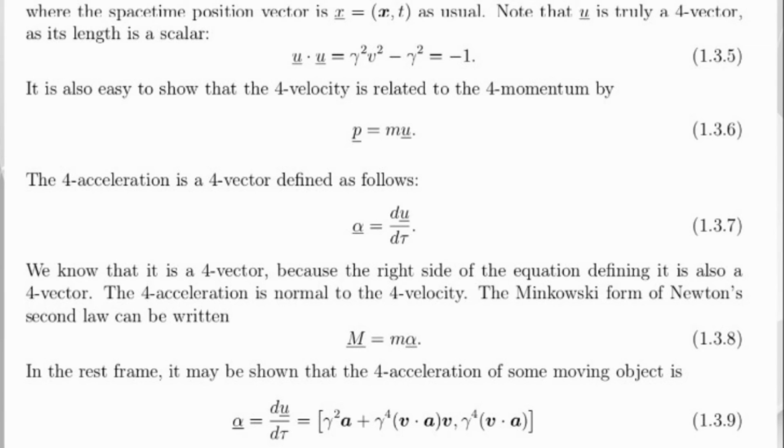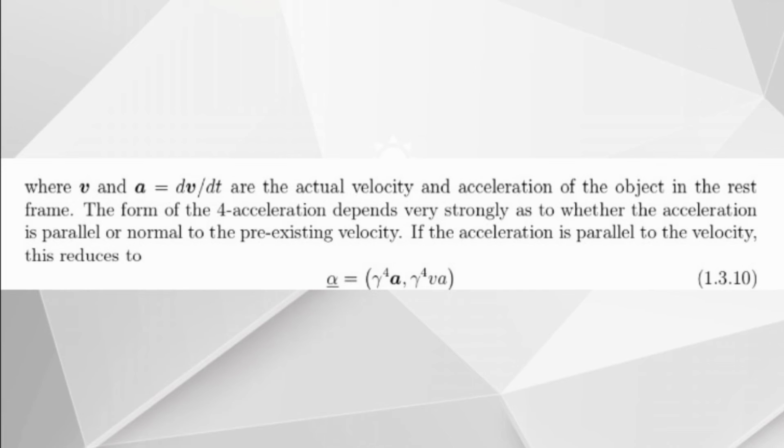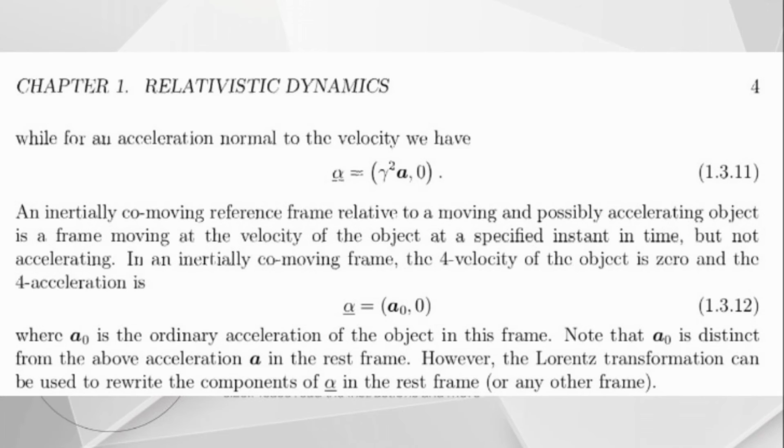The Minkowski form of Newton's second law can be written in this formula. In the rest frame, it may be shown that the 4-acceleration of some moving object is this formula, where v and a equal to dv over dt are the actual velocity and acceleration of the object in the rest frame. The form of the 4-acceleration depends very strongly on whether the acceleration is parallel or normal to the pre-existing velocity. If the acceleration is parallel to the velocity, this reduces to this formula. For an acceleration normal to the velocity, we have this formula.